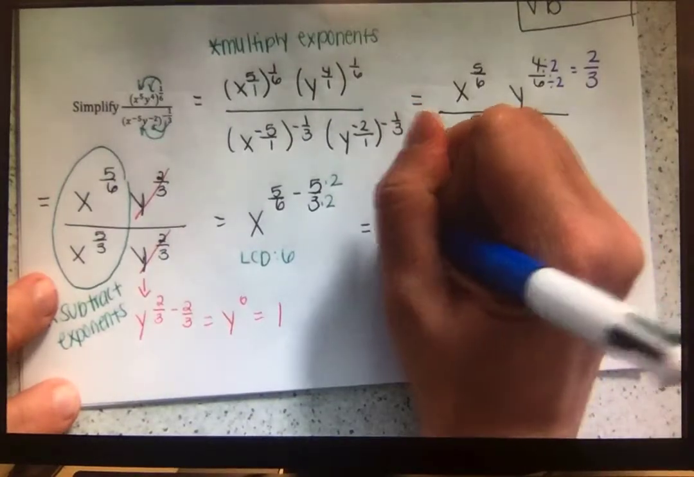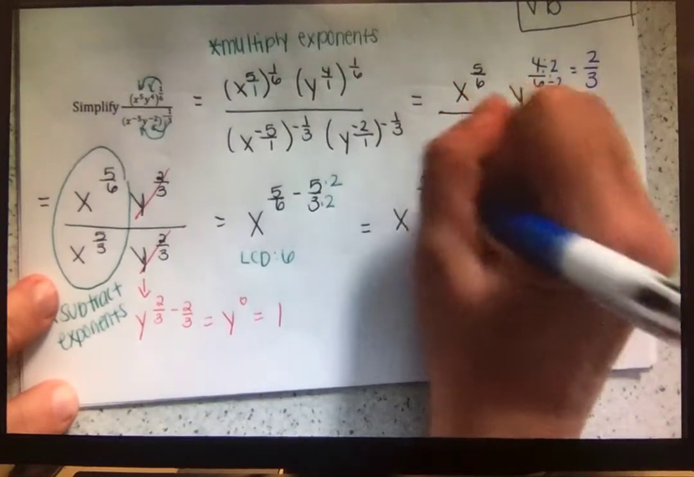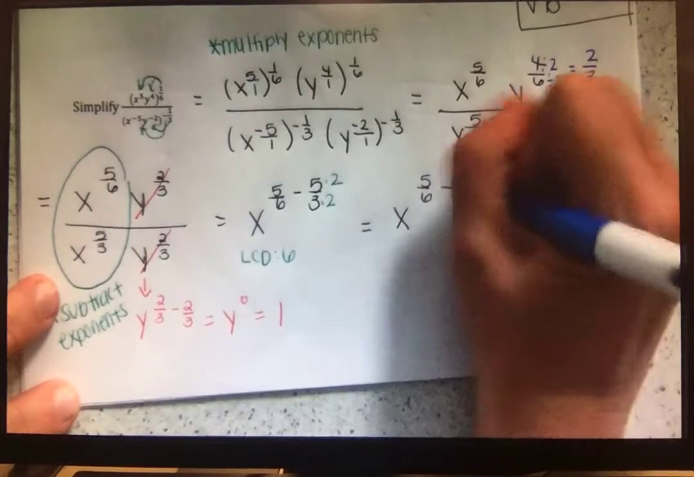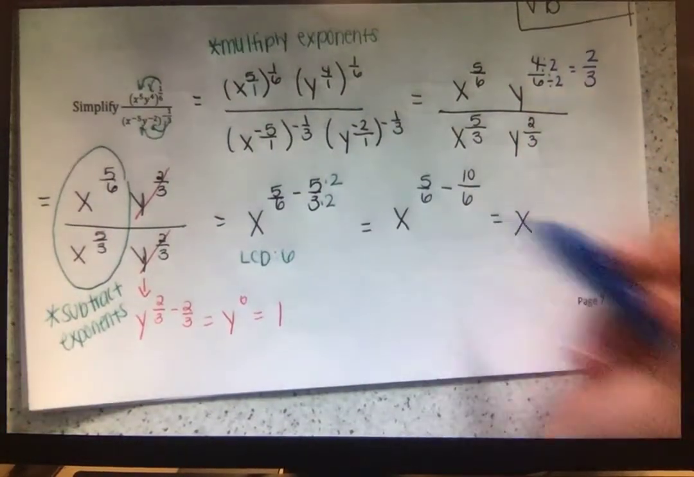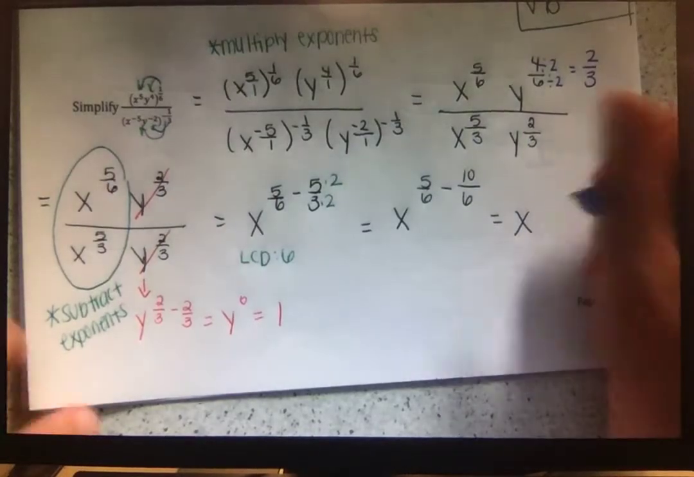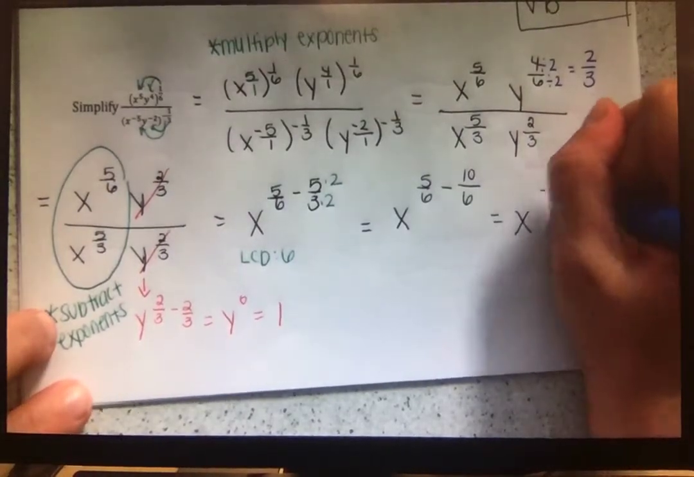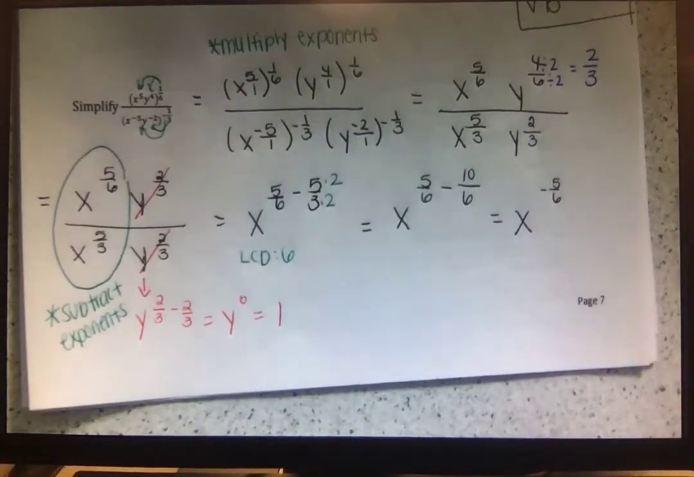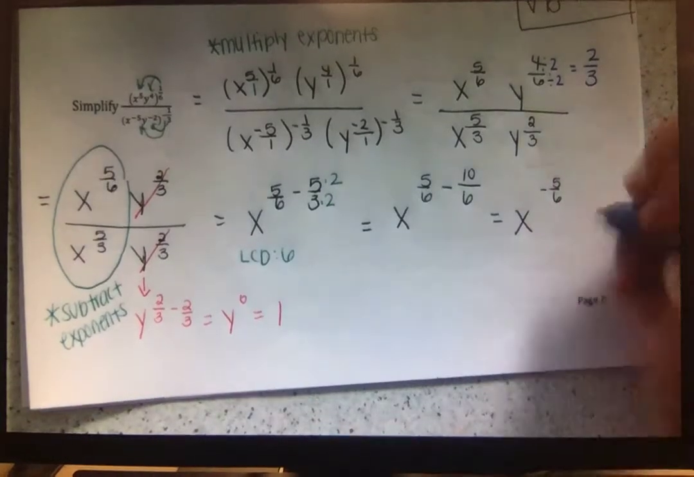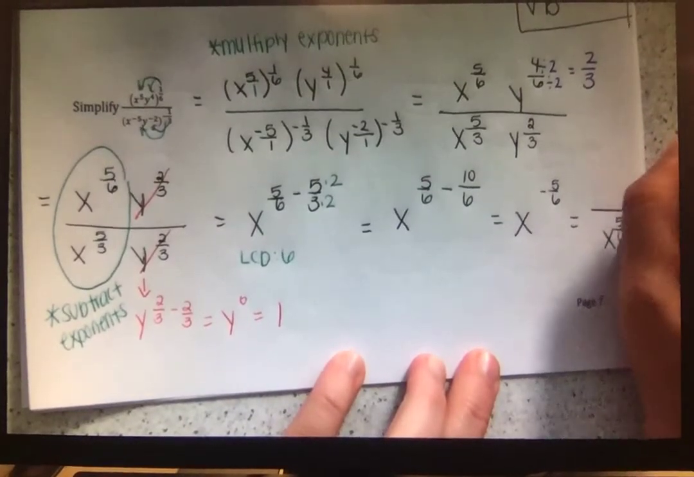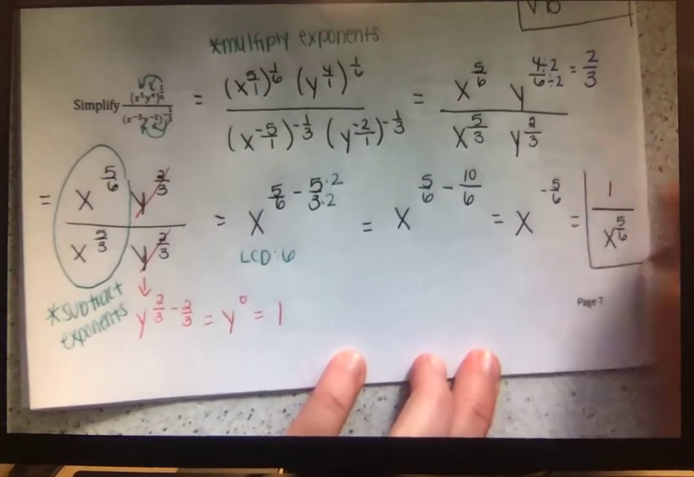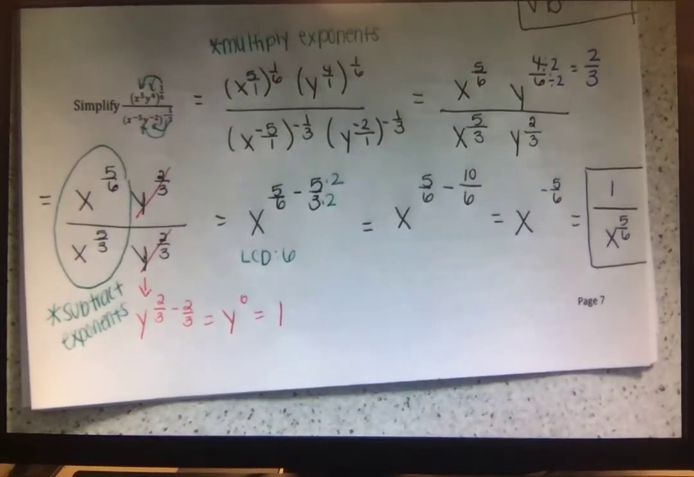So we're left over with x to the 5/6 minus 5 times 2 is 10, over 3 times 2 is 6. So x, 5/6 minus 10/6 will give us -5/6. 5 over 6 cannot be simplified, but we can't have that negative exponent, so we're going to flip it down to the bottom to make it positive. There's nothing up top, so we're going to write that 1. So 1 over x to the 5/6 is our final answer.